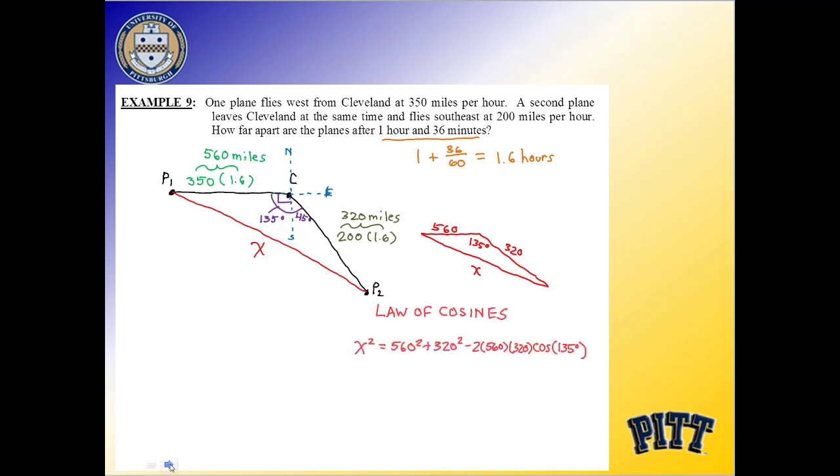If I use the law of cosines, x squared would be 560 squared plus 320 squared minus 2 times 560 times 320 times the cosine of 135 degrees. Obviously, on your calculator, you want to make sure for these calculations that you are in degree mode. x squared would be about 669,427.0704. Square root that, I get about 818.19 miles. So, that'd be the answer for this one.